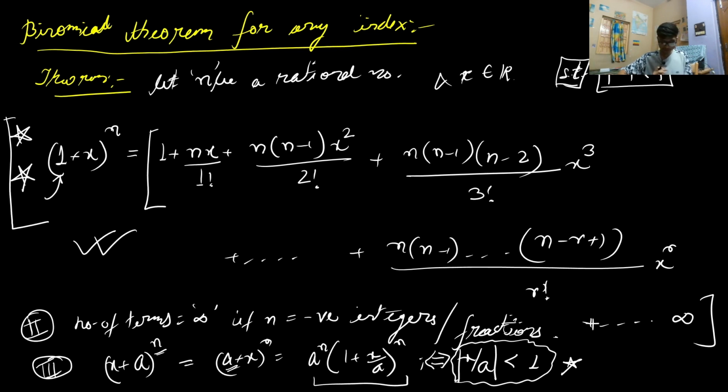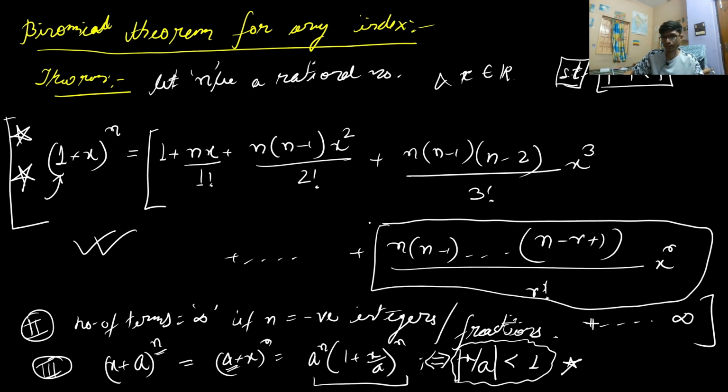So this particular expansion can be done only if and only if this particular relation holds true. What we can see from here is that the general term of this expansion is nothing but this particular term. This is the general term of this expansion.